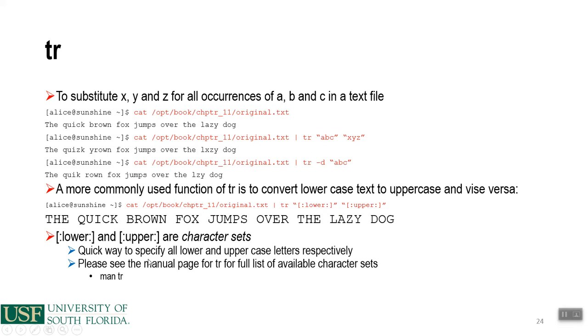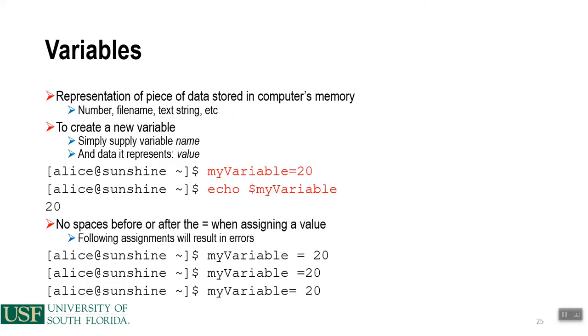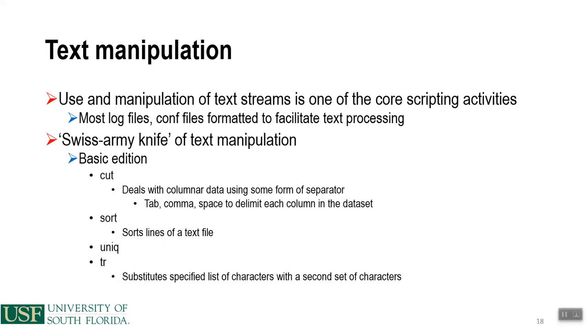These are character sets. The bracket colon lower colon bracket, and bracket colon upper colon bracket, are character sets. It's a quick way to specify the lower and uppercase letters respectively. Then you can look at the entire manual page for a full list of character sets that are available to you. So what we've got here is that we can now manipulate the text within files. Now we know how to run a basic script, different commands within it, and we can start to manipulate text within files as well.